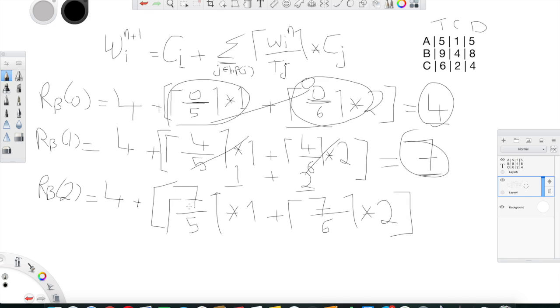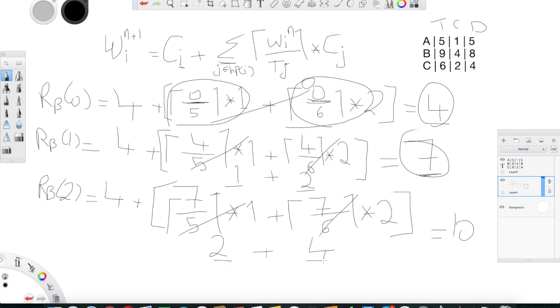So 7 divided by 5 will actually result in 1 point something. We ceil this number up, then it will be 2. 2 multiplied by 1 is 2. Okay, 7 divided by 6 will also result in 1 point something. We round it up, it will be 2. 2 multiplied by 2 is 4. So 2 plus 4 is what? 6. 6 plus 4 is what? Is 10.